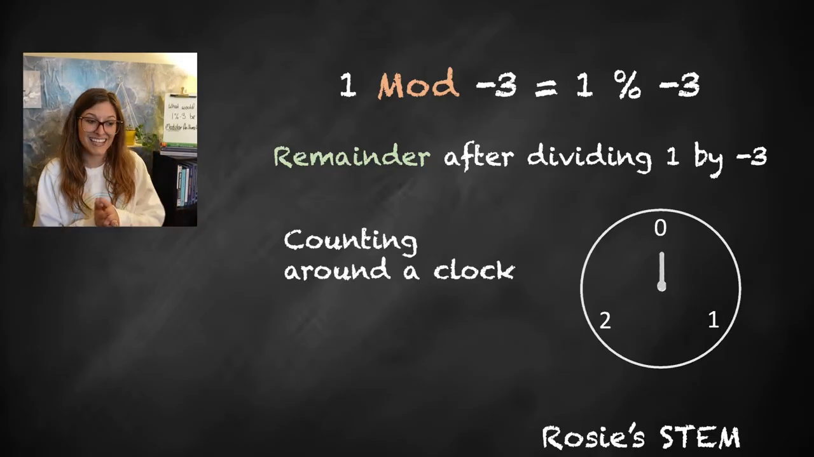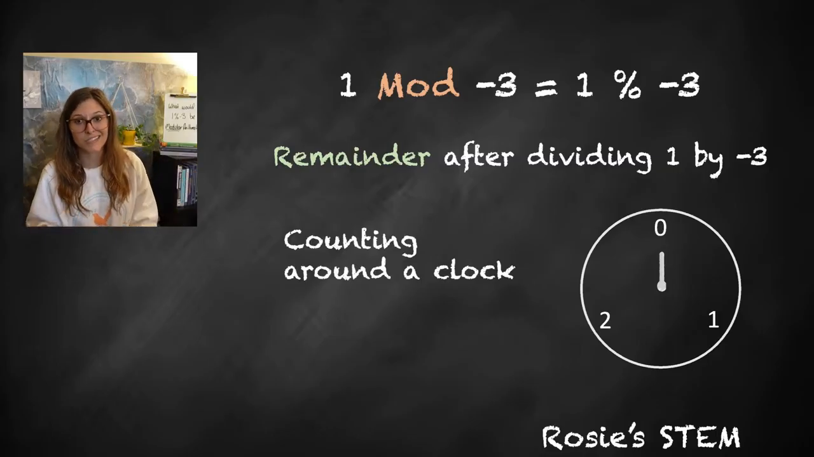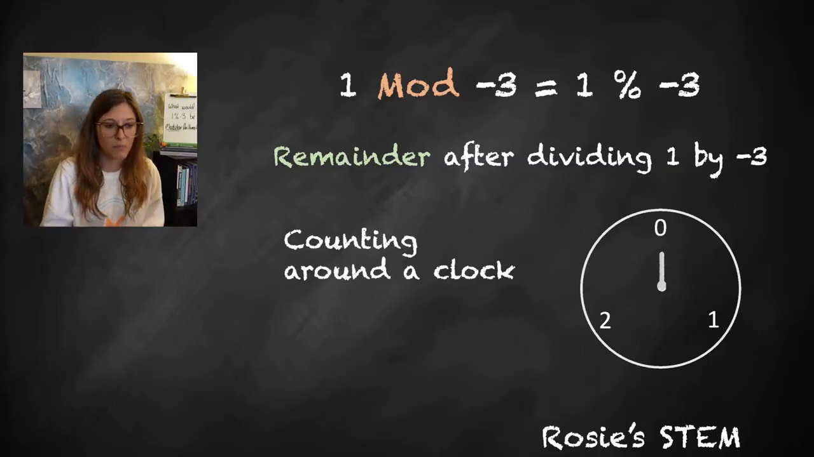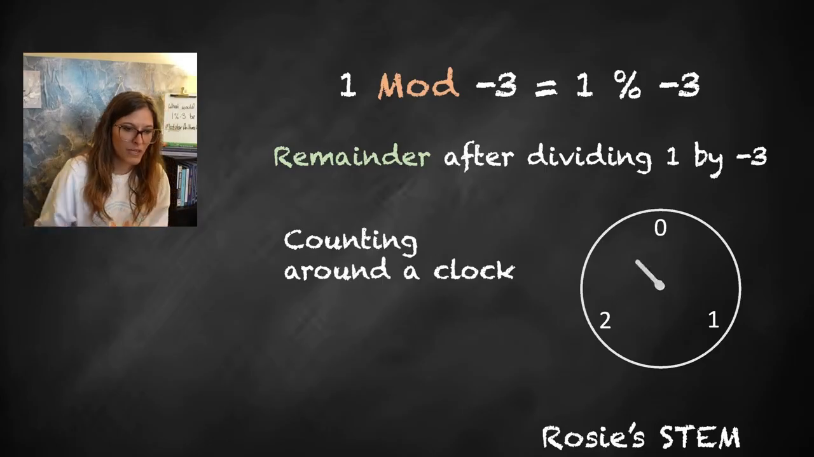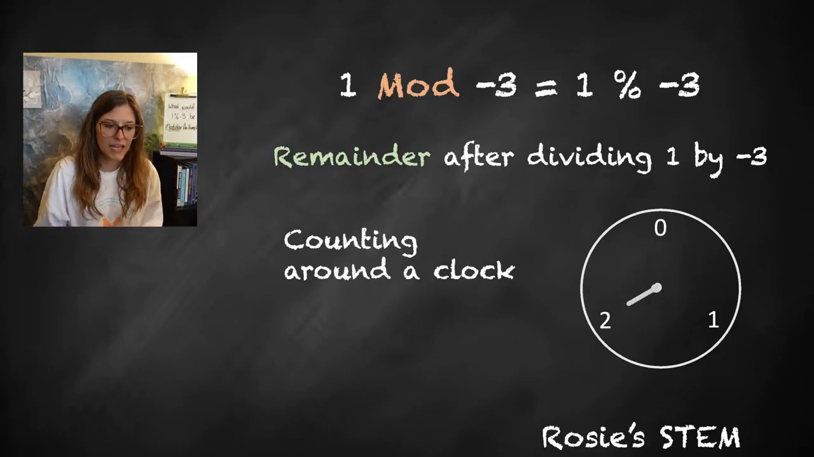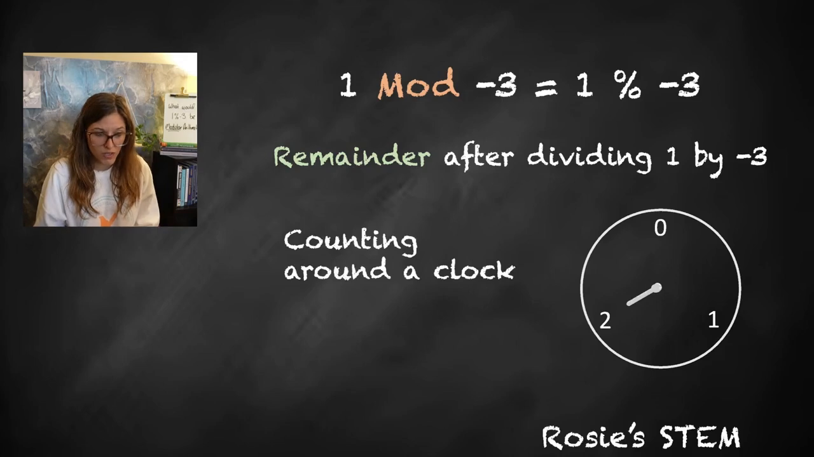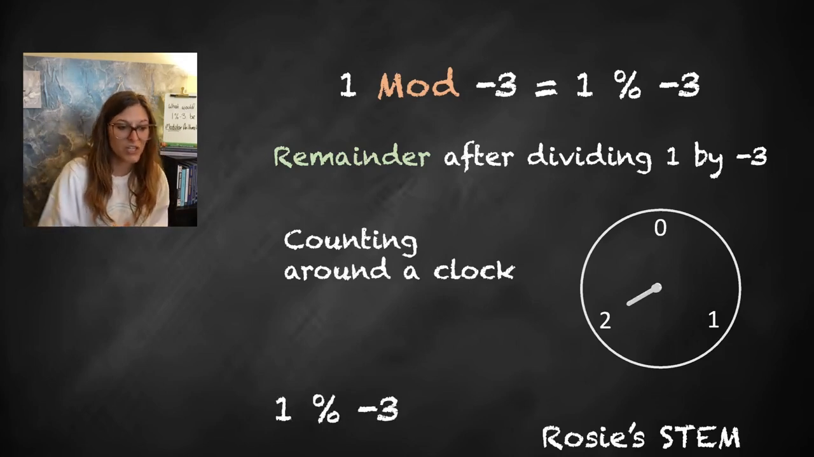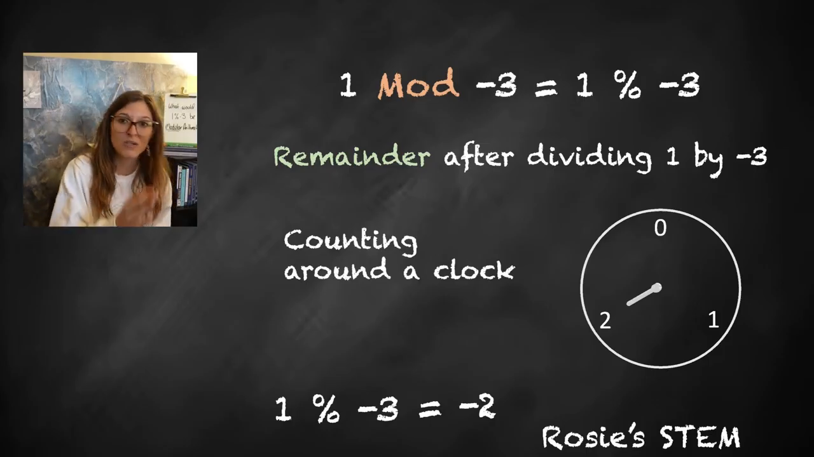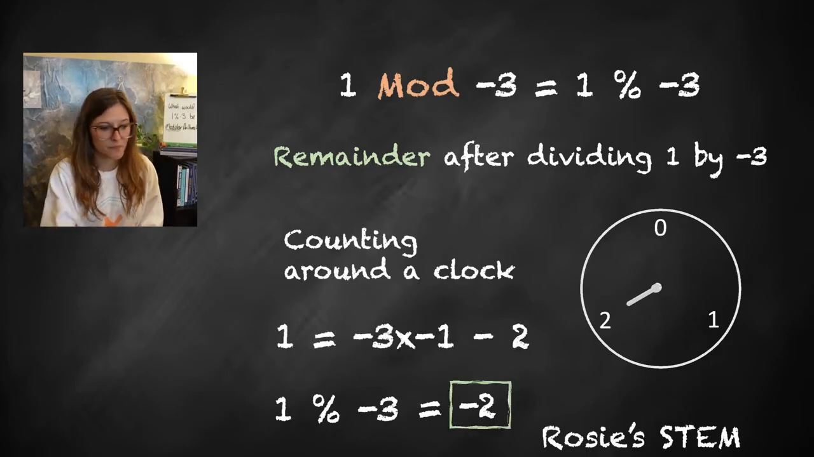But then here we can count around the clock. We would count counterclockwise because we're working with a negative number in our modulo. We count 1 around this clock counterclockwise, and we end on 2. But we're going to give the answer -2 because we have to make sure that we have the same sign as our divisor, which is in this case negative.